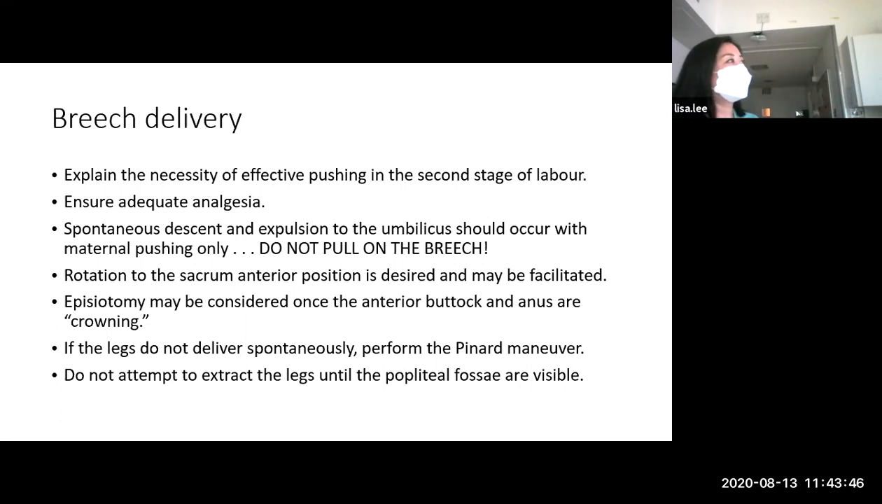So once you, so if you're delivering, so you deliver the sacrum and the bottom, and then now to get the feet, right? What maneuvers do you do to get the feet? You push behind the knee to flex.